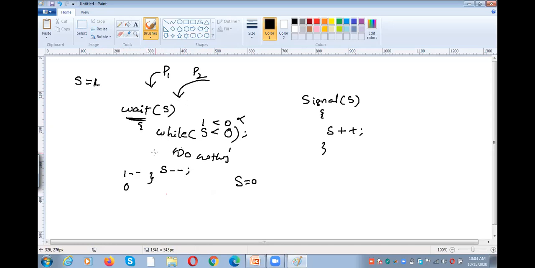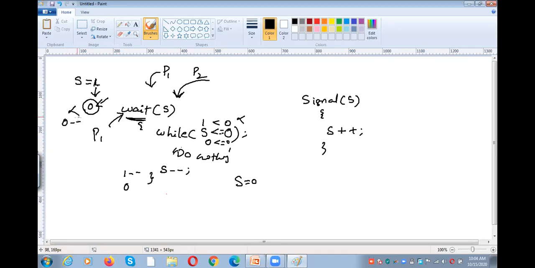Whenever P2 also wishes to enter into the critical section, what does it have to do? It also needs to perform the wait operation. It checks whether S is less than or equal to 0. What is the value of S? 0. 0 is less than or equal to 0. Why? Because P1 already performed the wait operation on semaphore S, so the value became 0. So again, P2 wishes to enter into the critical section and needs to perform the wait operation on the semaphore. What is the value of the semaphore? 0.